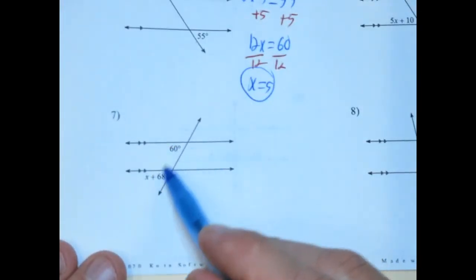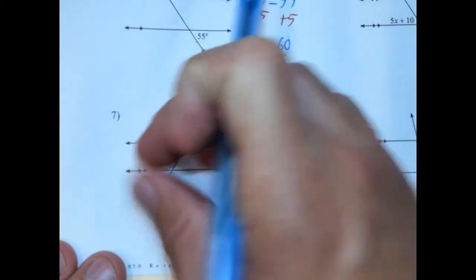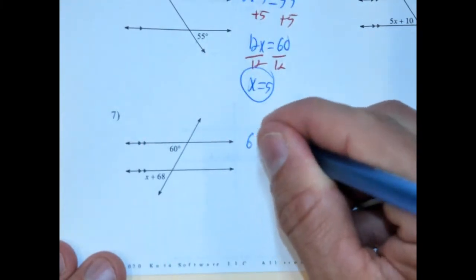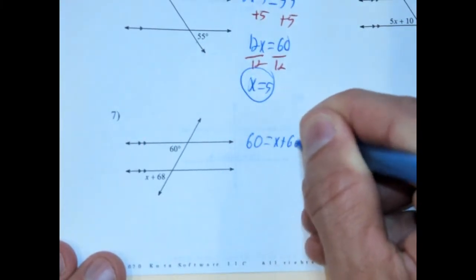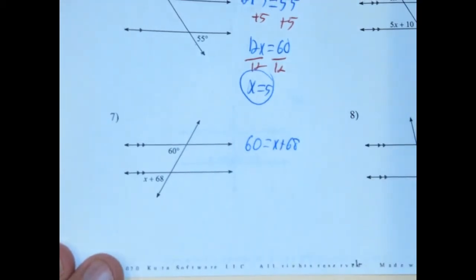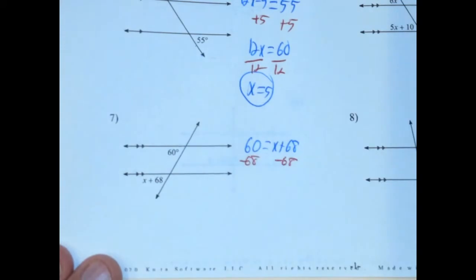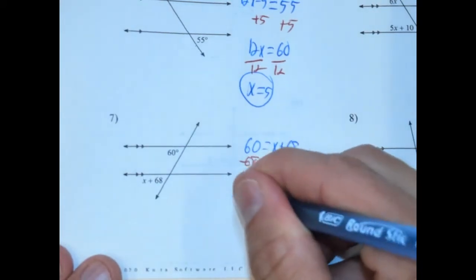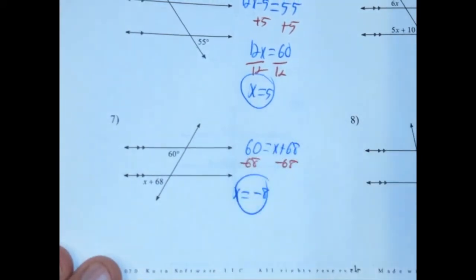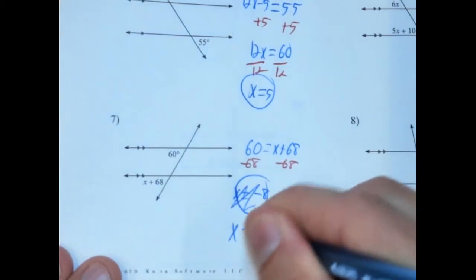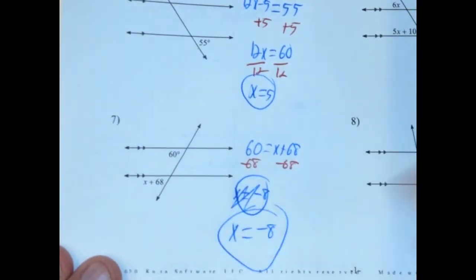These are going to be corresponding angles. They kind of slide on top of each other. They match up. So 60 equals x plus 68. And we're just going to subtract 68 from both sides, and that's going to give us negative 8. All right, oh, that's terrible. Let me rewrite that. Here we go. X equals negative 8. There we go.